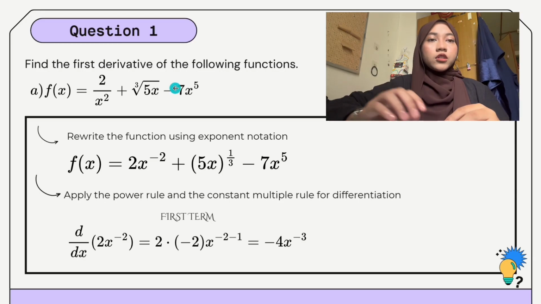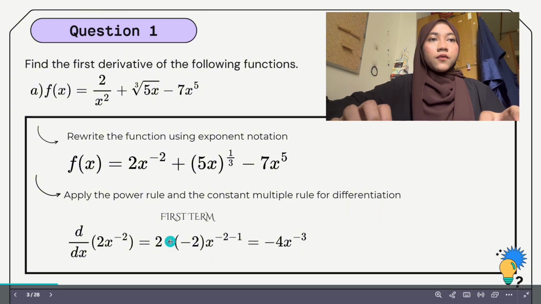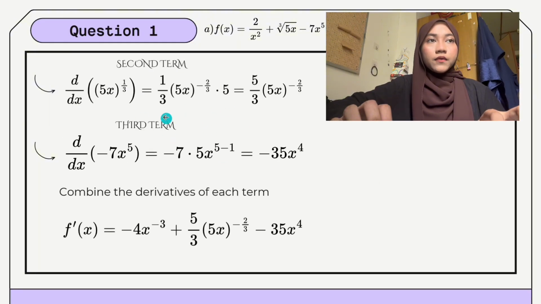Today I will present the solution for question 1a. We are going to find the first derivative of f(x) equals 2 over x squared plus the cube root of 5x minus 7x to the power of 5. First we write the function using exponent notation, and then we apply the power rule and the constant multiple rule to differentiate. For the first term it will be minus 4x to the power of negative 3. For the second term, it will be 5 over 3 multiplied with 5x to the power of negative 2 over 3. And for the third term, it will be negative 35x to the power of 4.